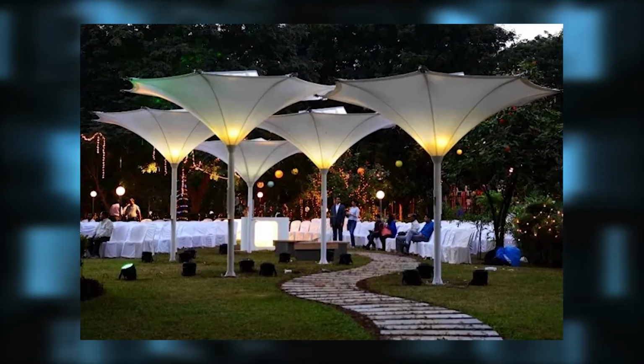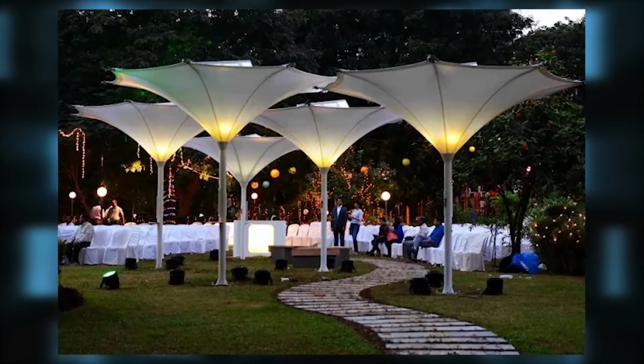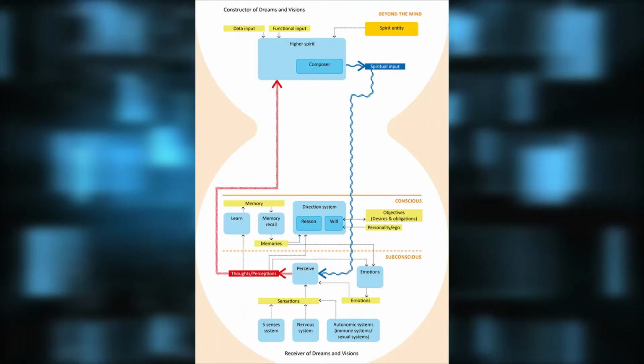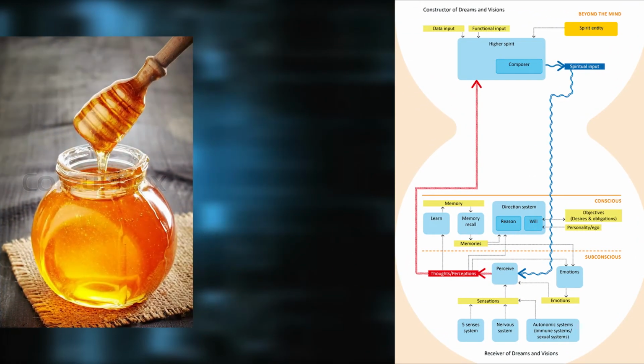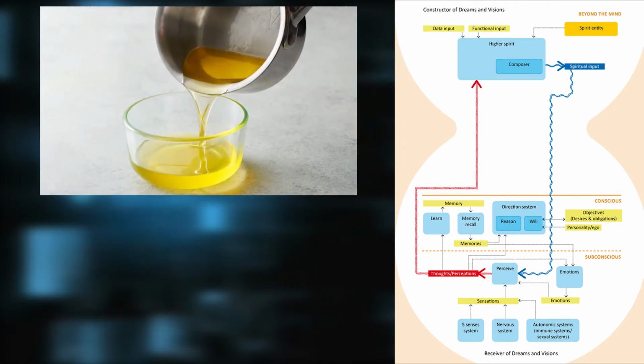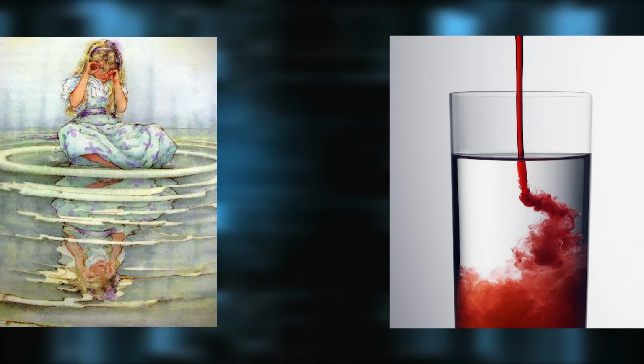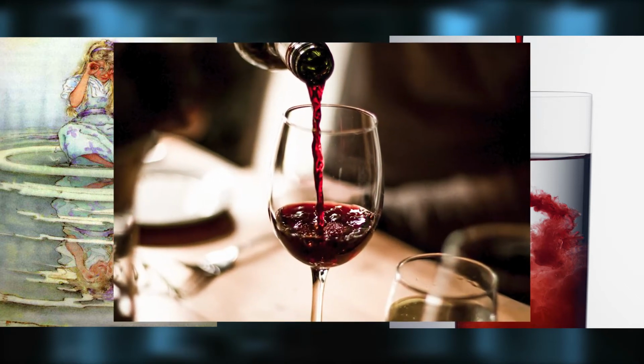There is a science called the science of correspondences that brings together all the symbols used for the same concept. So a concept like spirit input, shown in this hourglass-shaped diagram as a blue wavy line coming from our higher spirit to our subconscious perception function, might be described symbolically as honey, melted butter or ghee, rain, see our video on rain, tears, as in Alice in Wonderland's Pool of Tears, blood, as in the blood of Christ, wine, as in the communion service of Christianity.